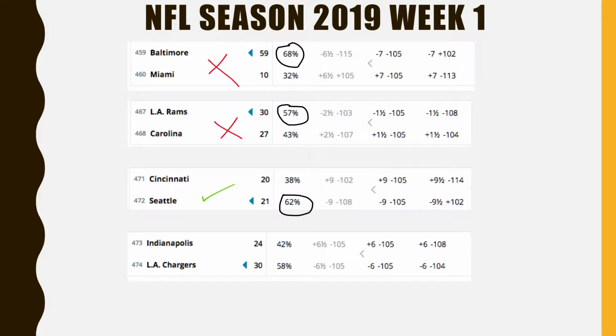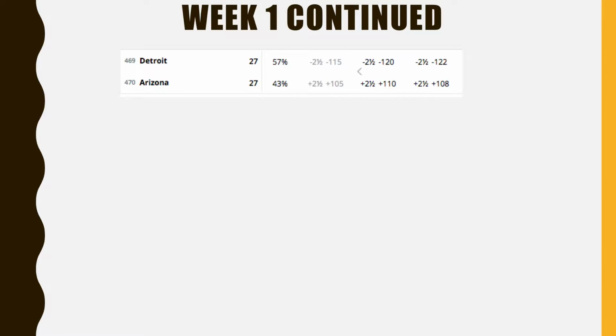Next game, Indianapolis, Chargers. Indianapolis was the dog +6, and 58% of the tickets were on the Chargers, so this would have been an Indianapolis play, and this would have been a push. So far, 1-2. Continuing on, Detroit, Arizona, 57% of the public on Detroit. So the play would have been on Arizona, and this was a tie. So +2.5, that would have been a winner.